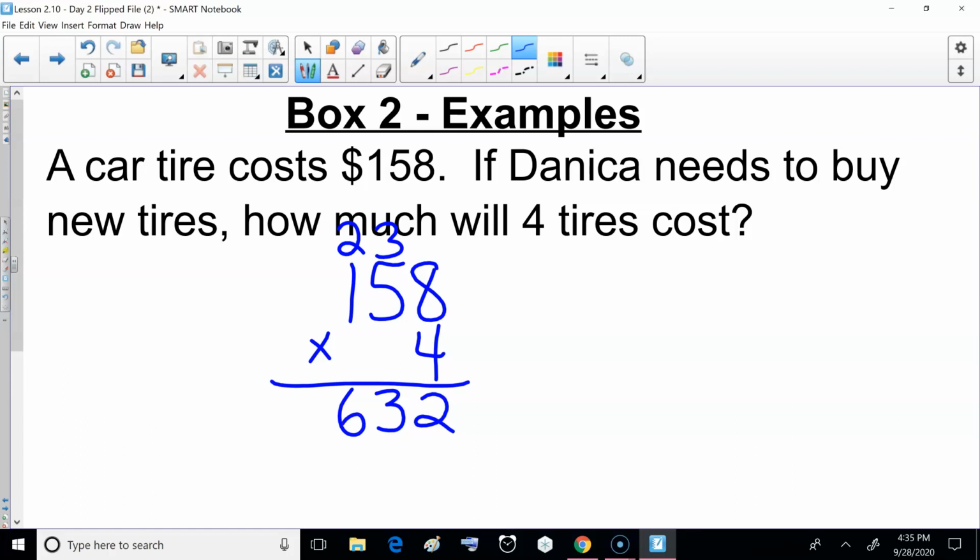632, but since this is a word problem, it needs a label. So it says, how much will 4 tires cost? The cost looks like it's in dollars, so it would be $632 for the new tires.